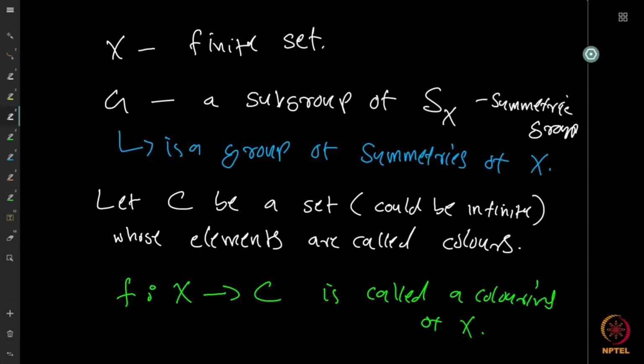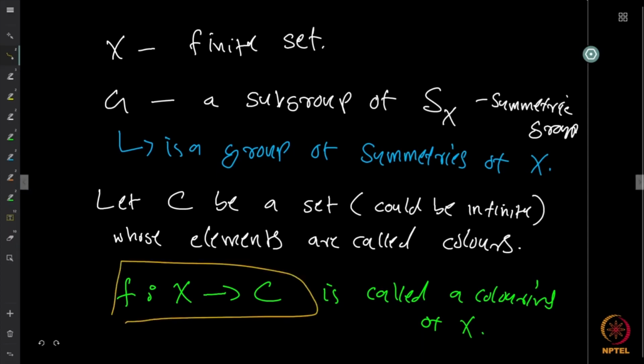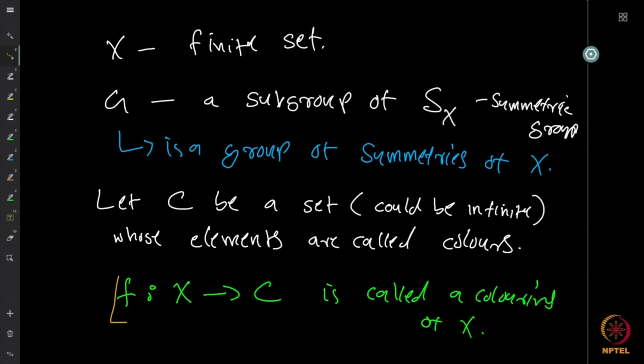Now, suppose you have this finite set X, you have a group G, and then consider a set of colors, okay, C, which could be an infinite set of colors. Okay, so C could be finite or infinite, and elements of C are called colors. And a coloring of the set X is basically a function from X to C. Right? So you're basically associating colors with elements.